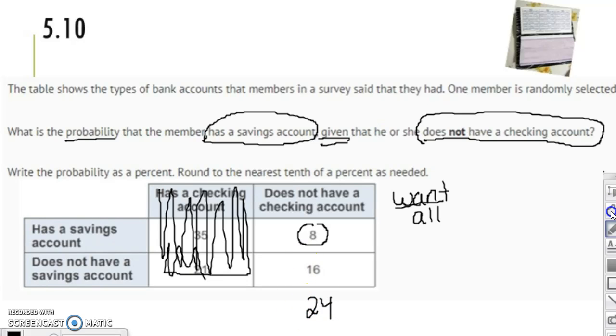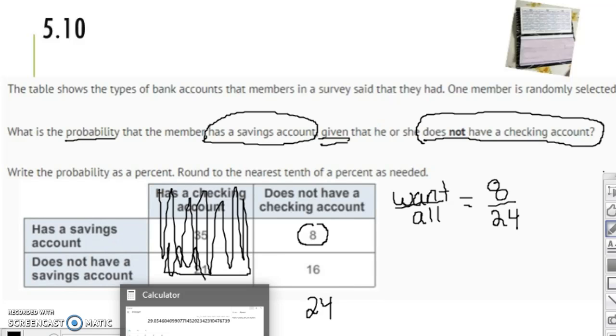Now remember, I don't care about this at all because I'm given that she doesn't have a checking account. So I'm only looking at people that don't have checking accounts. So what I want is 8. The total is 24. And I want to write that as a percent.